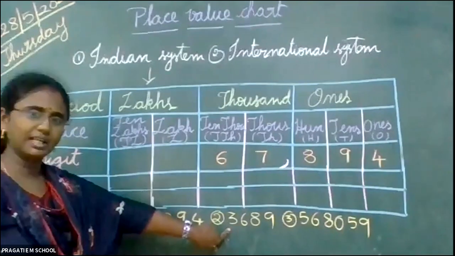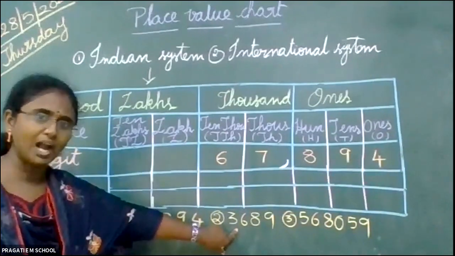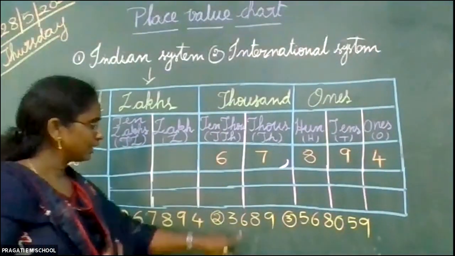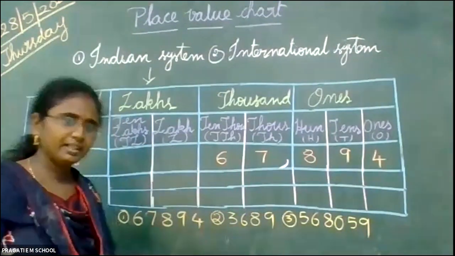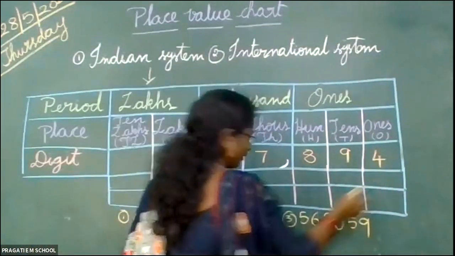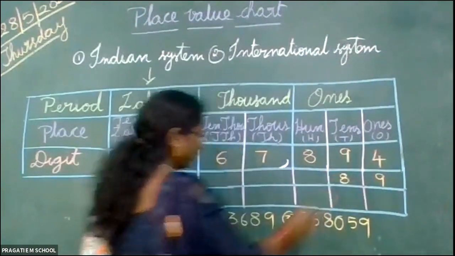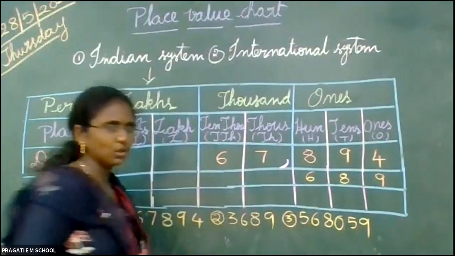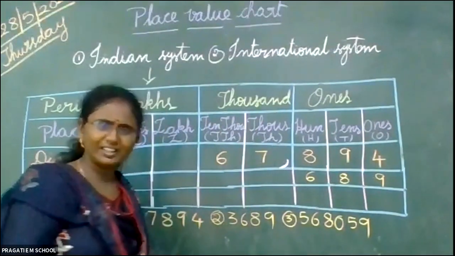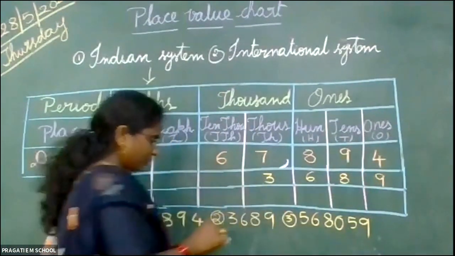Now, the second number has ones, tens, hundreds and thousands. Thousands means the highest place, and you read the number from the highest place onwards: 3,689. So, write the number. First, ones place 9, tens place 8, hundreds place 6. These three are in one period, like one family. And thousand place 3 only. So we have to keep the comma here.